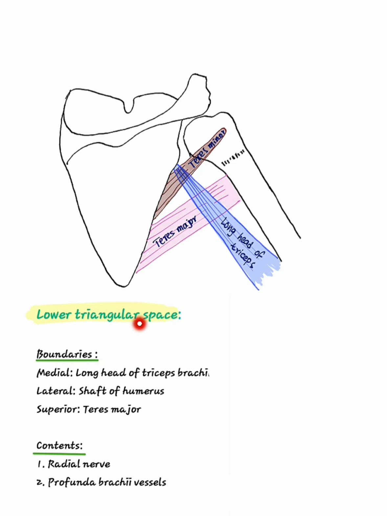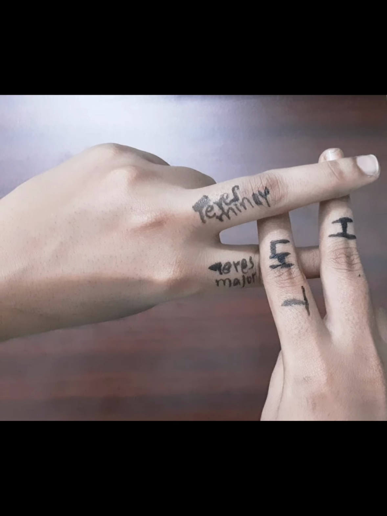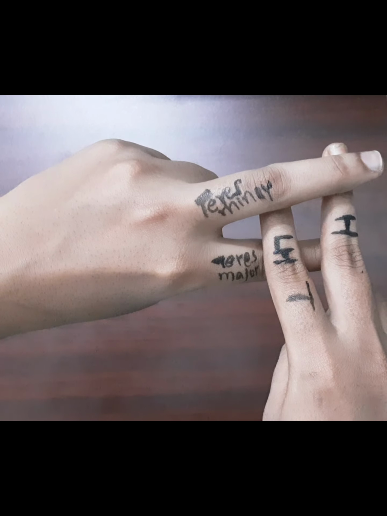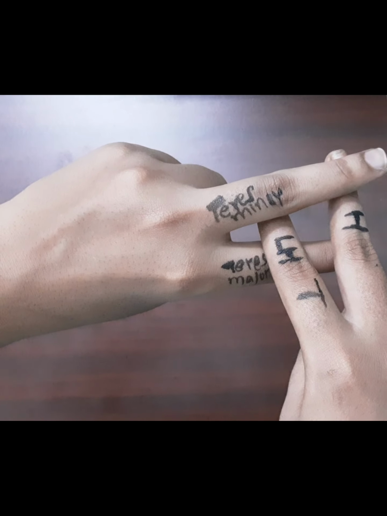Lower triangular space boundaries. This is the lower triangular space. Laterally shaft of humerus, medially long head of triceps, superiorly teres major. Contents of lower triangular space: radial nerve and profunda brachii vessels.